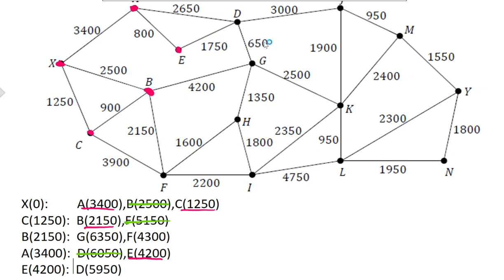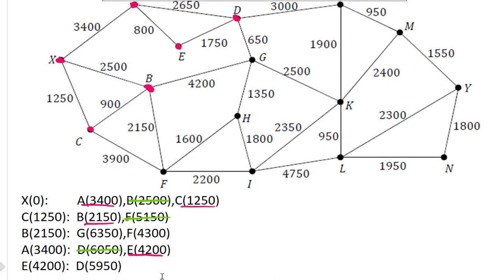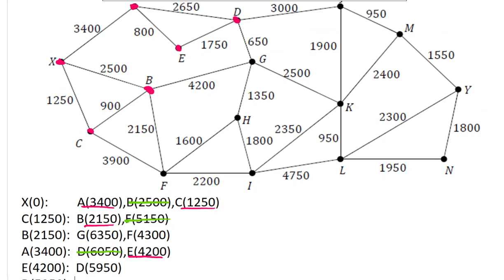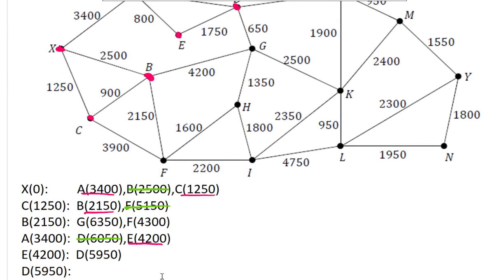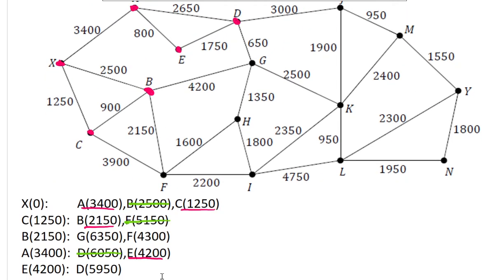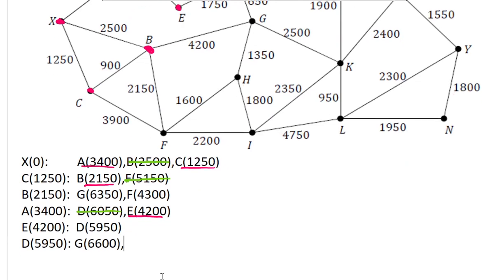So now, where's the smallest number now? It's actually D for 5950, the smallest unvisited point. So what happens there is D for 5950 goes to G and J. For G, it's an additional 600, so that's 6600. And to J is an additional 3000, so that's 8950.